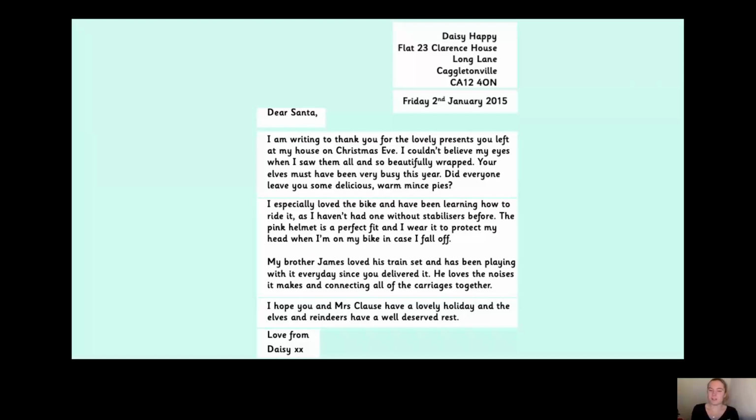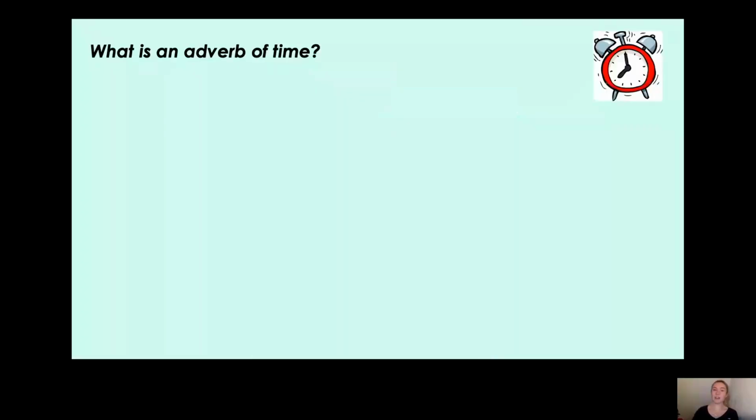Now let's move on to today's learning. So we are learning about adverbs of time. Now, if an adverb of place answers the question of where, an adverb of manner answers the question of how, what does an adverb of time answer? Can you pause the video and have a think? Can you remember from when we did our diary entries?